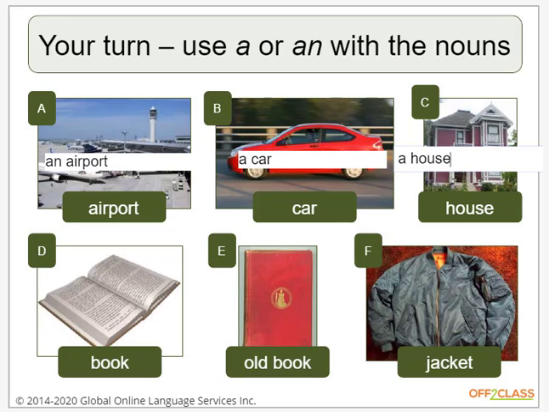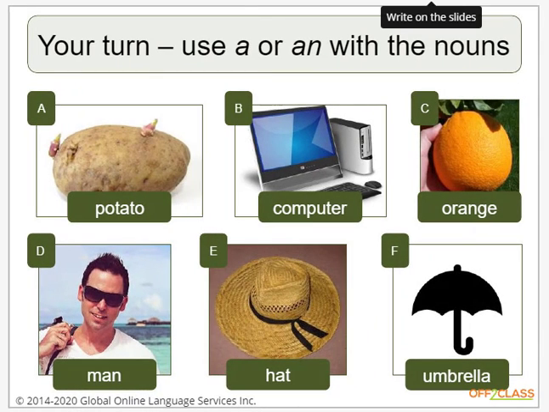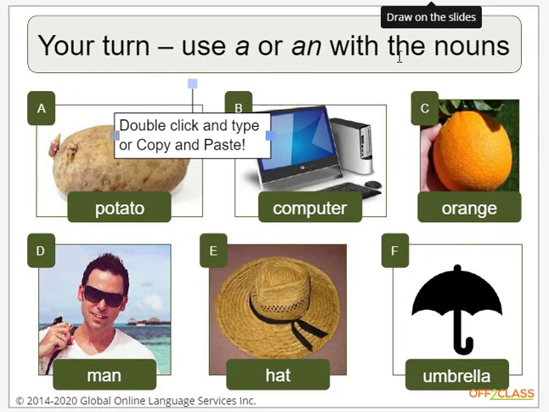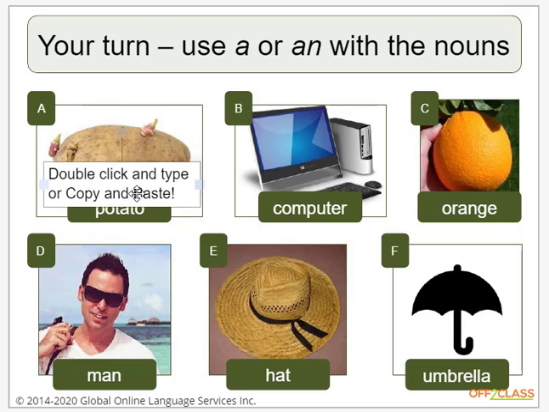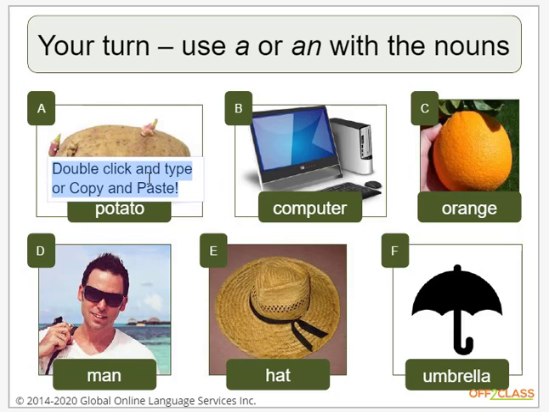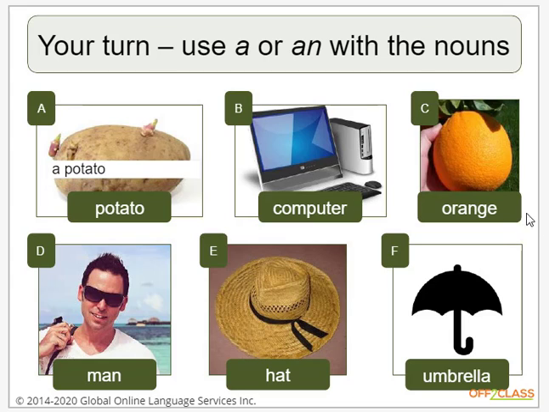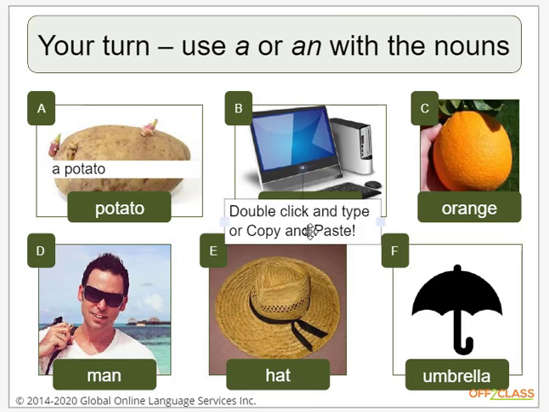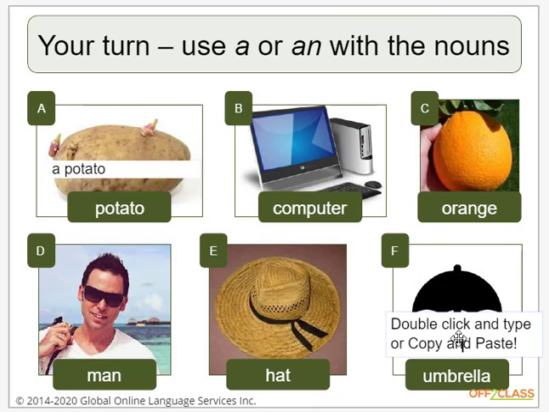Okay, let's keep going. How about this one? Is it a potato or is it an potato? A potato, because it does not start with a vowel. Let's do one more. Is it a umbrella or is it an umbrella? Right, so remember, it starts with a vowel, right? So it's an umbrella.